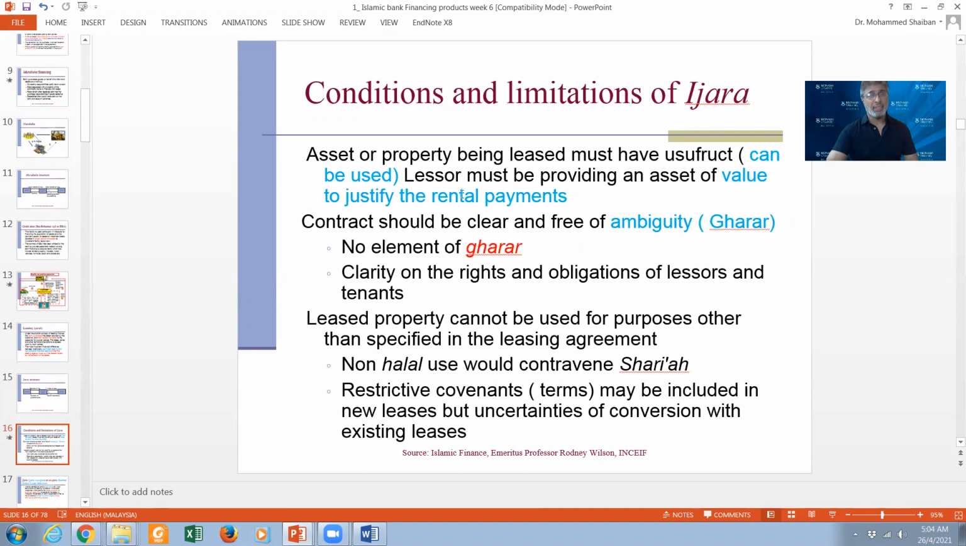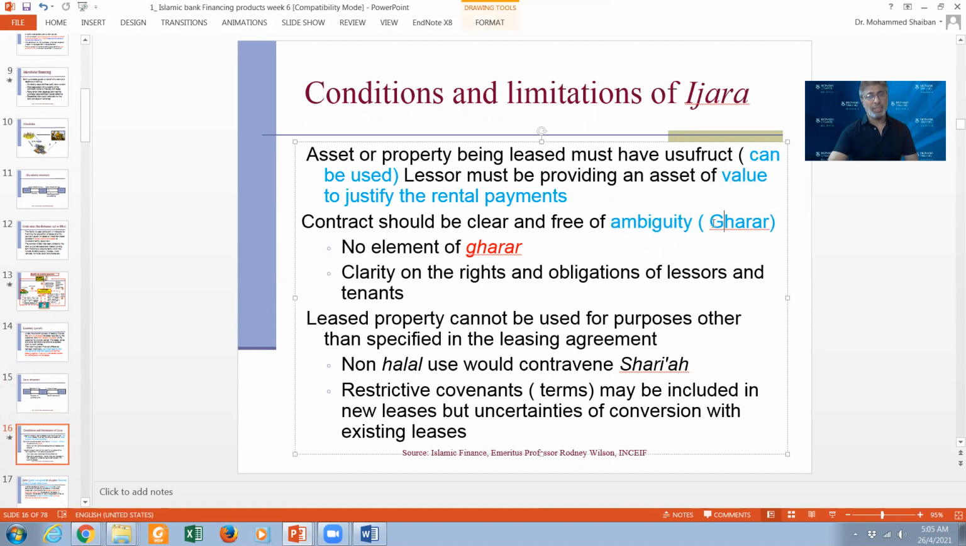The conditions: the asset or property being leased must have use, and can be used. You cannot lease something that cannot be used. The lessor must be providing an asset of value to justify the rental payments. And this is an Islamic thing. It has to be free of ambiguity.